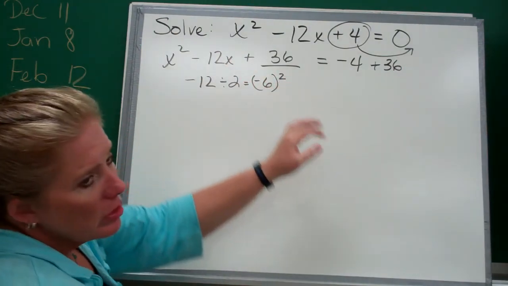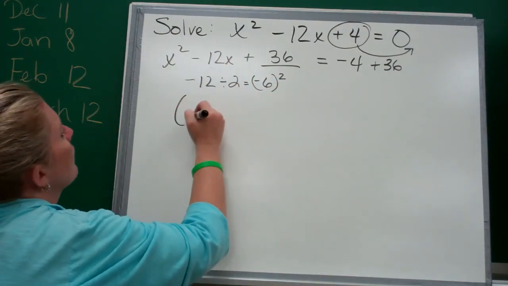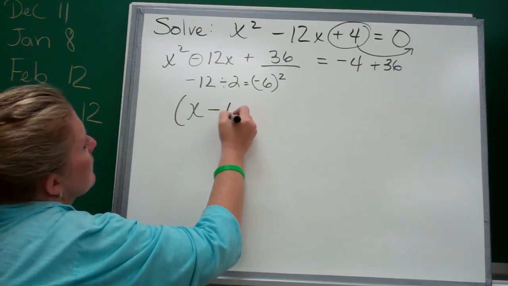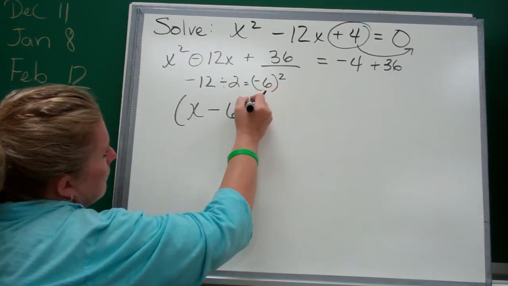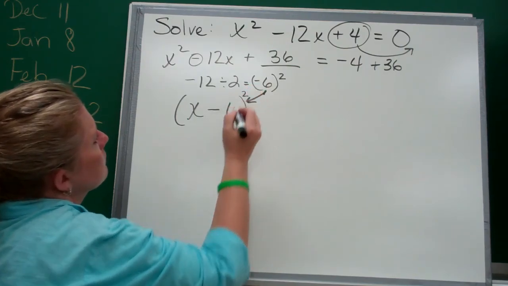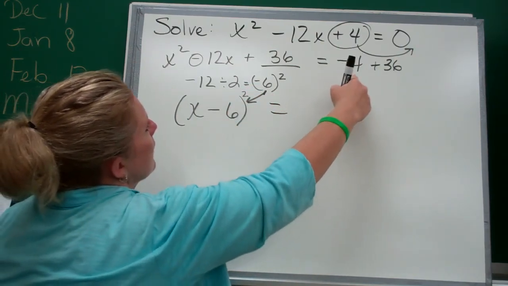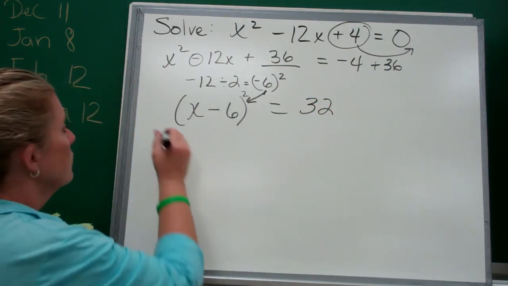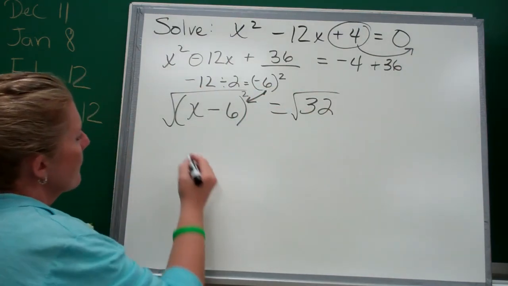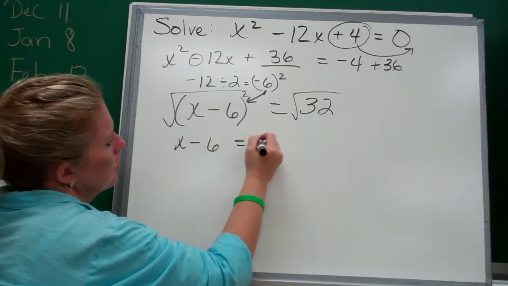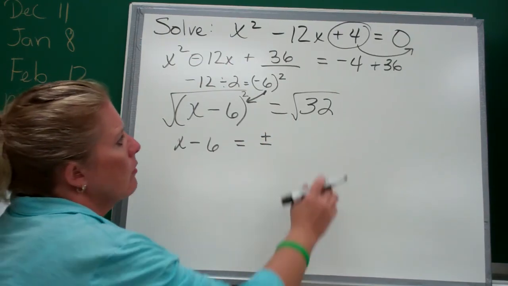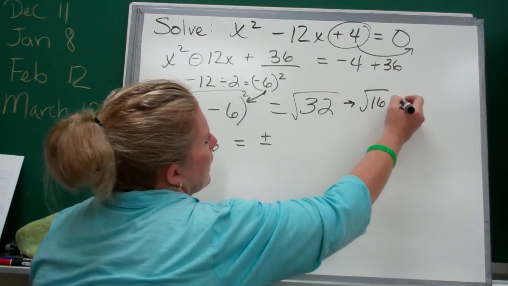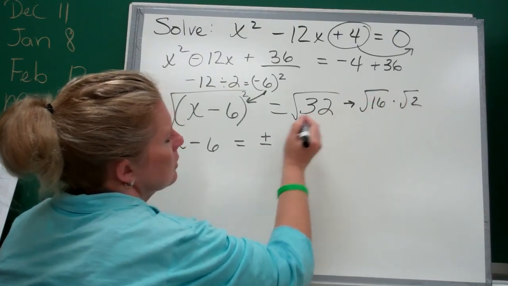Since I'm adding 36 here, I must also add 36 here. Now let's factor so that we can solve. This will factor to (x minus 6) squared equals negative 4 plus 36, which is 32. Now we can square root both sides. x minus 6 equals plus or minus the square root of 32, which is equal to the square root of 16 times the square root of 2. 16 times 2 is 32.